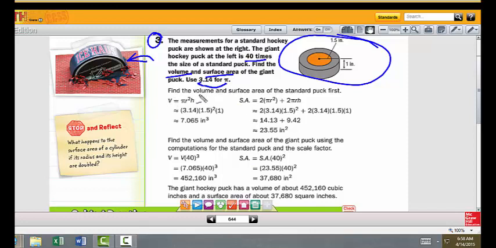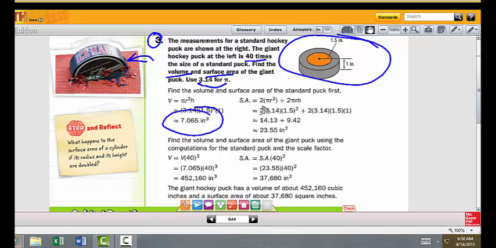First of all, you have to find the volume and the surface area of the standard puck, because those are the only things we're given the dimensions for. So we have a radius of 1.5, and we have a height of 1 inch. So we have pi r squared, so it's pi times the radius, 1.5 squared, times 1. Do the math, and we end up with 7.065 cubic inches.